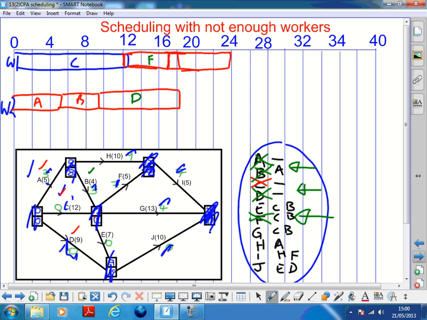So that's E. And E depends on C and B. C and B are both finished before he kicks off, so that's alright. So now that's done, F's done, I'm going to give worker 2 H, which depends on A, but A finished ages ago, so that's alright. That's 10, so that's 18, so that's 28. H, yeah. That's cool.